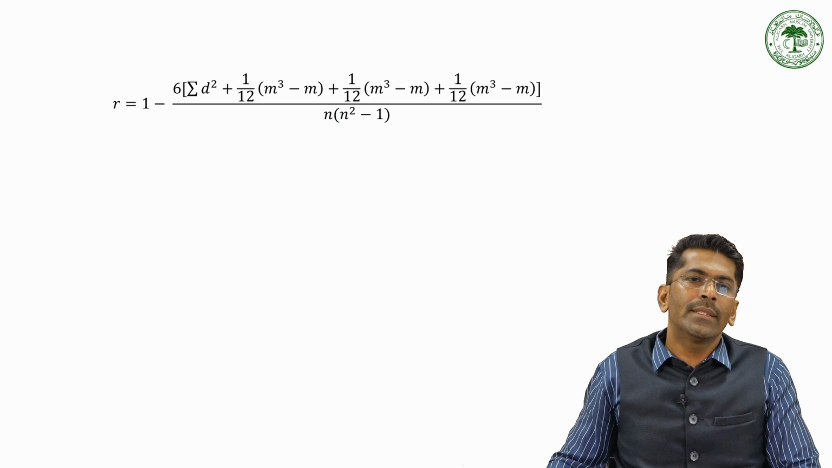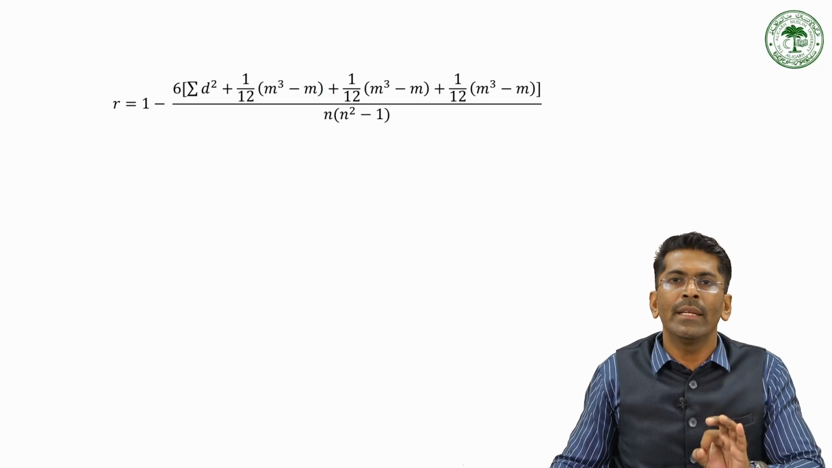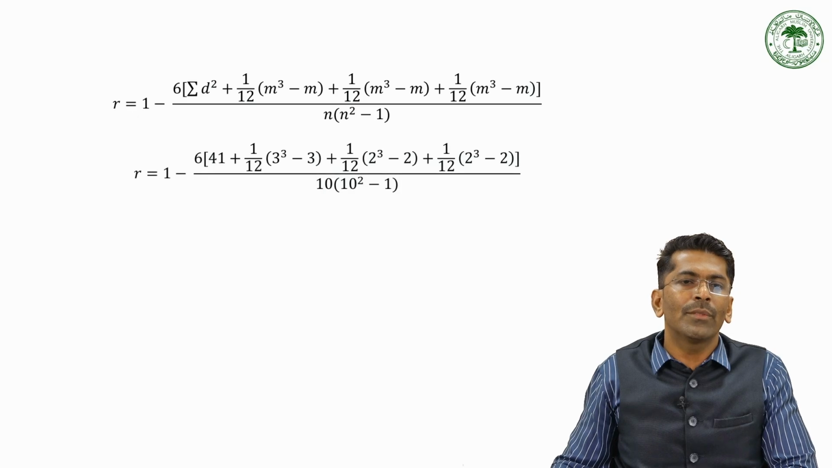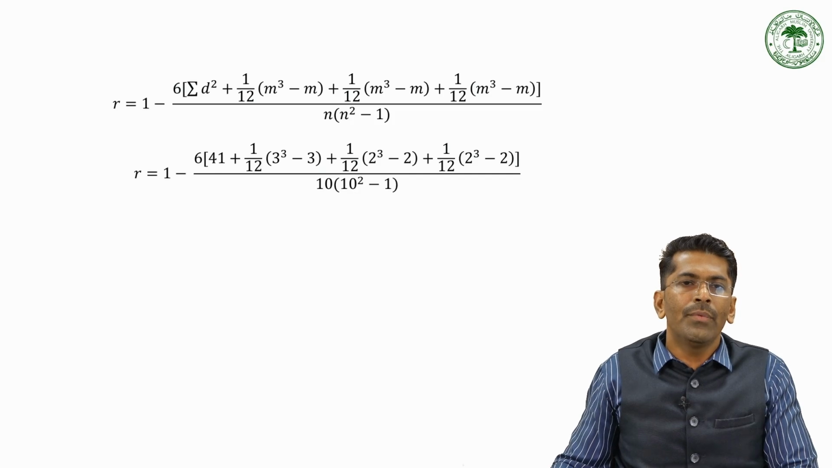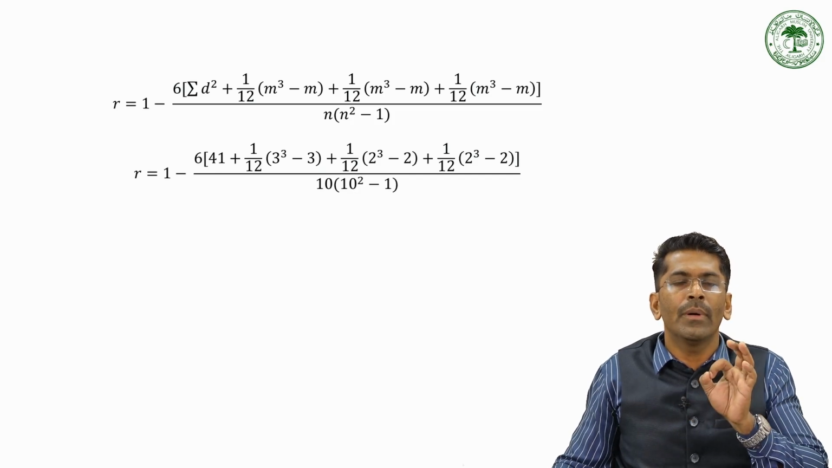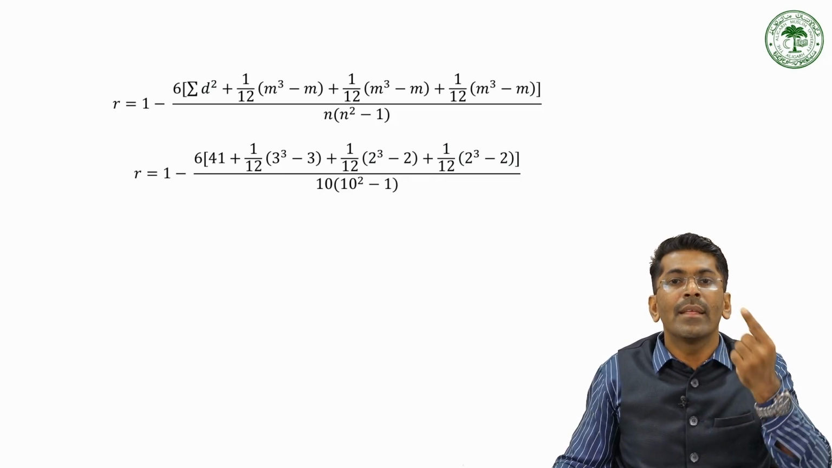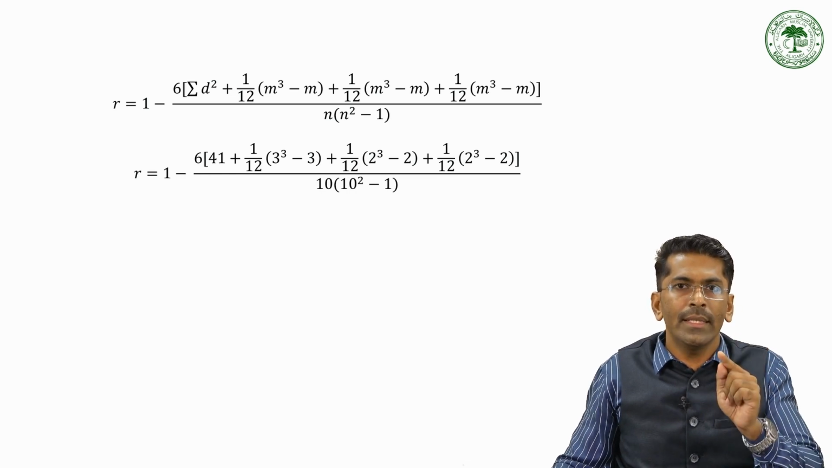So this is the formula for calculating the Spearman rank correlation by introducing the correction factor. Now we can substitute what we have calculated, the sum of D square, which is equal to 41. Then 6 into 41 plus 1 upon 12 into m cube. Here, in the first m, recall that in the X category, 6 was repeated thrice. That's why m will become 3.